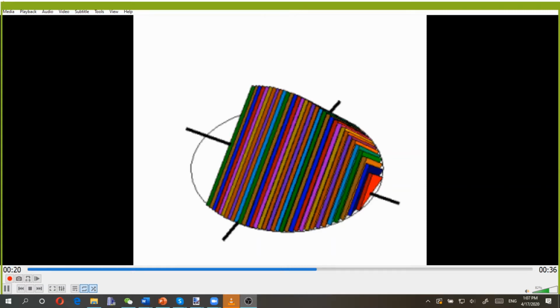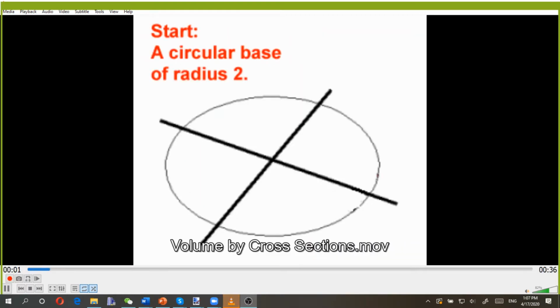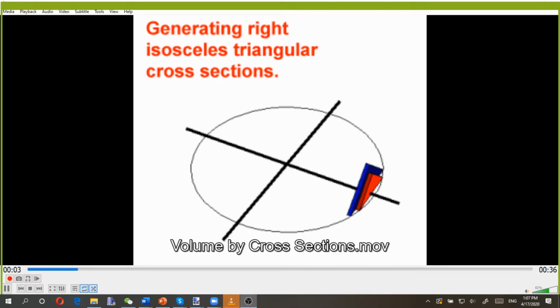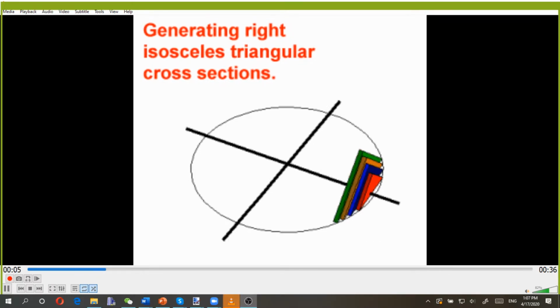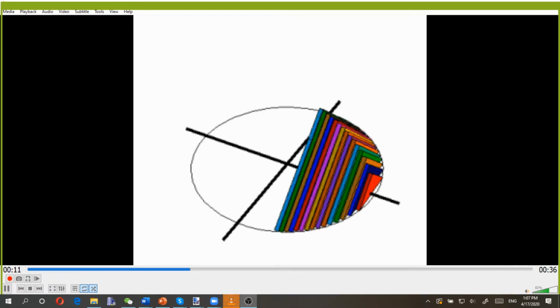Okay, we're live. So we're going to be talking about building volume by cross-sections today. That means we'll be stacking a bunch of two-dimensional areas on top of each other in order to build three-dimensional shapes. By finding the area of a cross-section and multiplying by how many cross-sections you want, we can end up building a 3D shape that has volume.